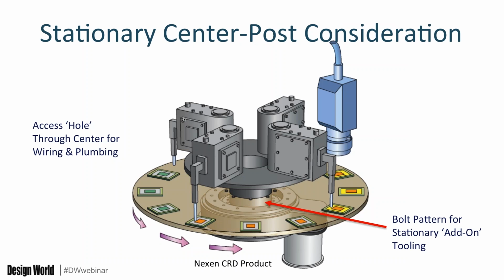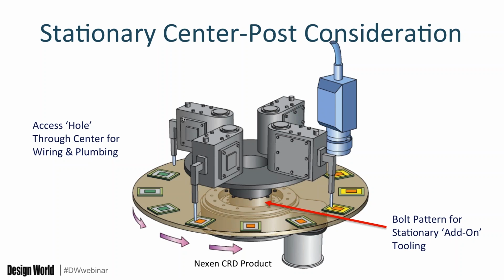So in this illustration, I like to refer to this as a stationary center post consideration. The access hole that I was just discussing previously, there's also a nice feature on many indexing products. In this case, it's the Nexen CRD product has a hole pattern for a bolt-on stationary center post. So a stationary center post is exactly that. It would be coming up through the center and does not rotate.